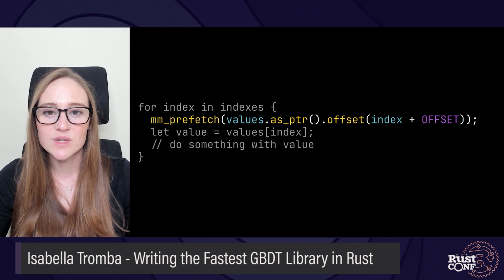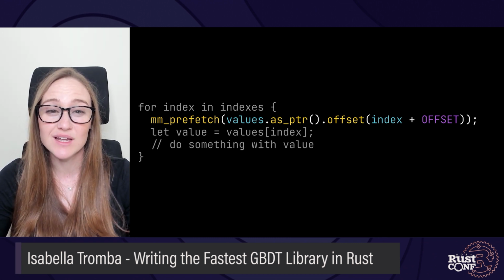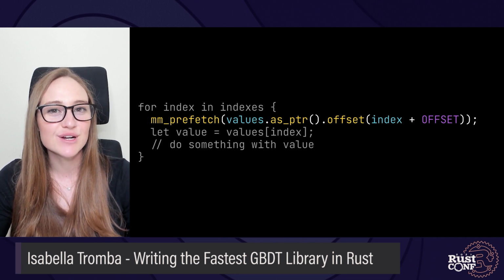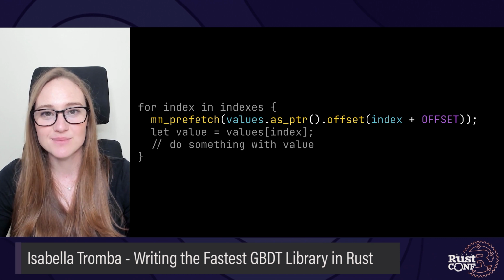However, we know which values we're going to be accessing a few iterations in the loop in the future. We can hint to x86-64 CPUs to prefetch those values into cache using the prefetch intrinsic. We experimented with different values of the offset until we got the best performance.